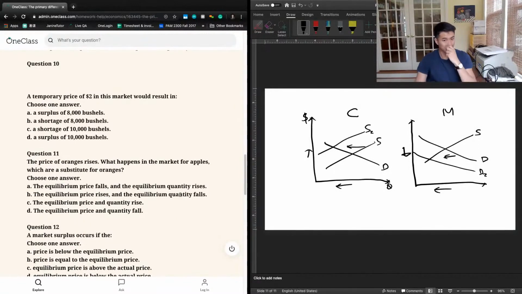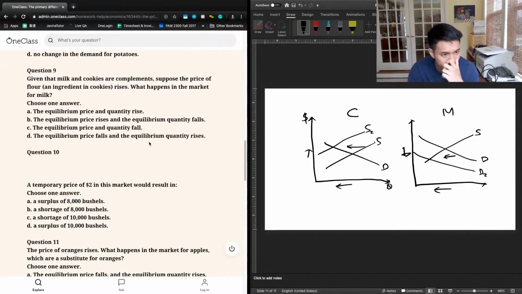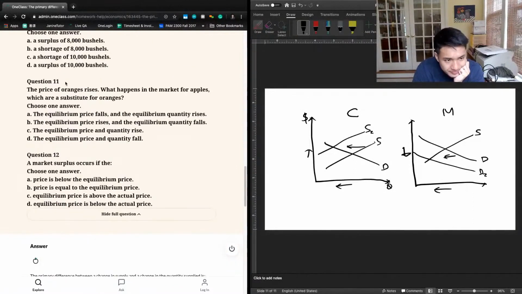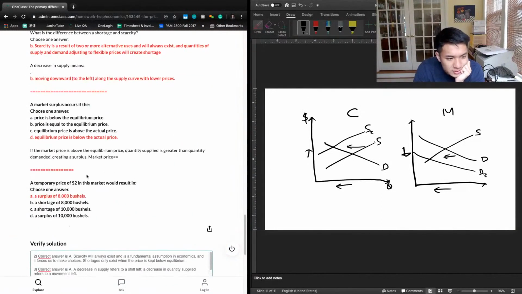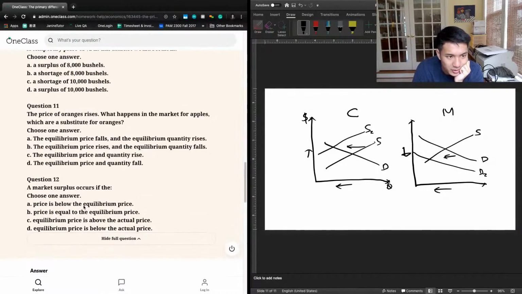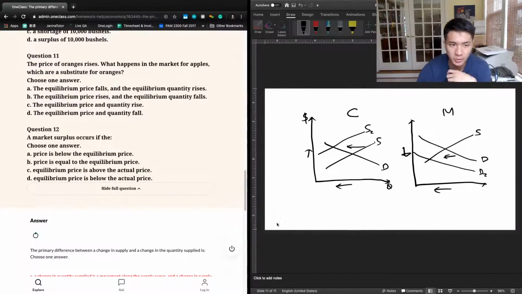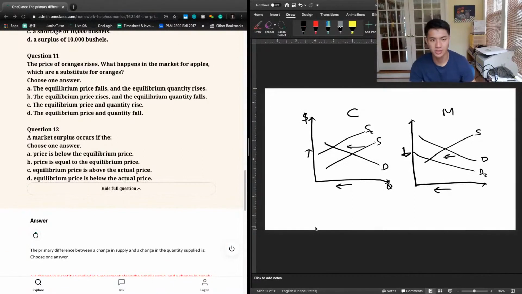A temporary price of $2 in this market would result in which one of the following? We don't have the graph, so we can't answer that. How do they answer this? So I'm not sure how they answer that without the graph. 11 says the price of oranges rises. What happens in the market for apples, which are substitutes for oranges? So let's do another slide.